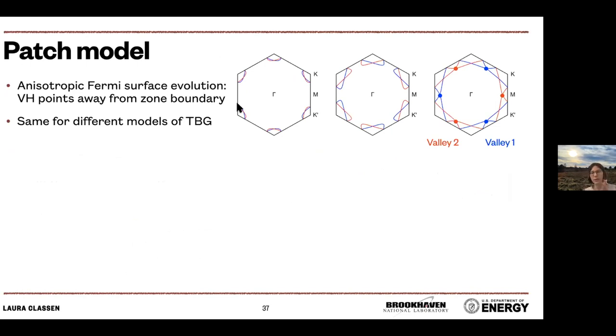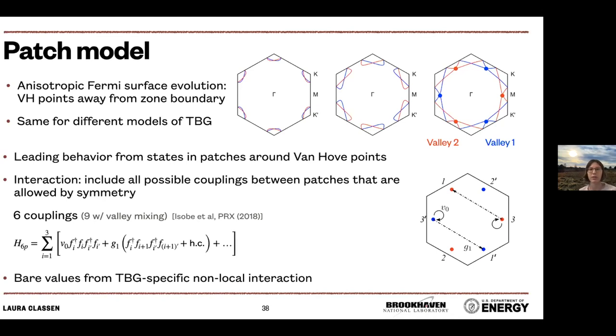And although maybe the exact model for twisted bilayer graphene has been discussed for a while, this is a feature that is present in all of these models. So in that sense, we can again get a universal description for low energies, small interactions, if we consider the leading behavior that comes from states and patches around the Van Hove points, and again include all interactions that are allowed by symmetry between these patches. This leads this time to six couplings if valley mixing is excluded, which is negligible.